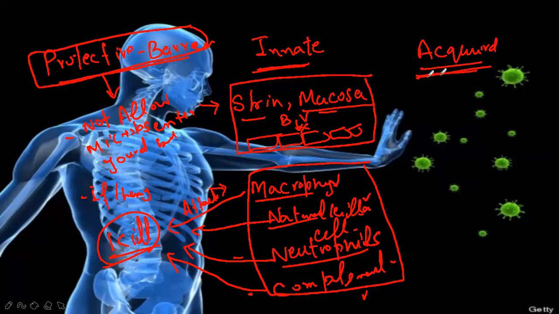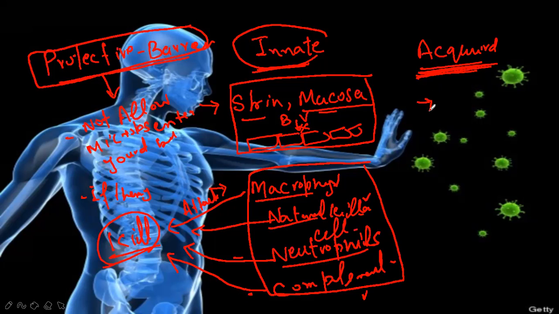What about the acquired immunity? Acquired immunity is a very strong immunity for long term use. Innate immunity is just short term. Later we will see the differences. Acquired immunity is a long term immunity. In this long term immunity, what happens?